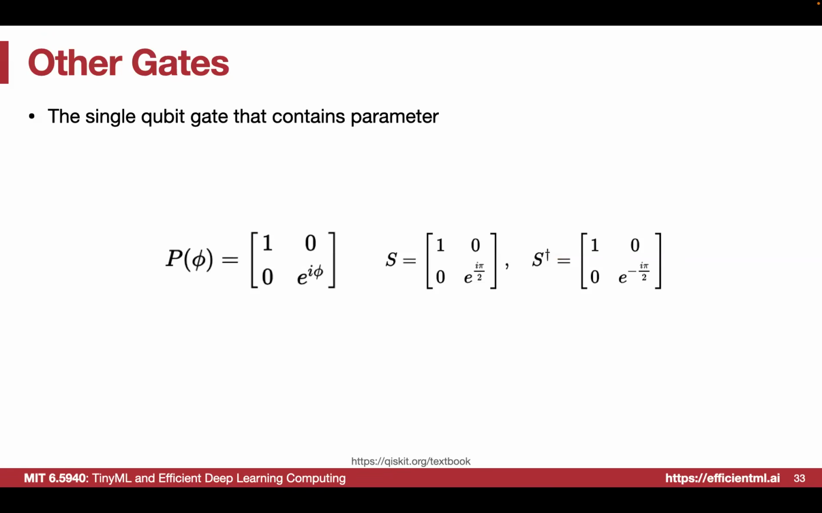There are some other gates, as I said, that we may use as trainable parameters if we want to do some further tasks, like some quantum machine learning task or some quantum chemistry task. We are relying on those parameterized gates to give us a large design space to do all the information manipulations. So for example, we have the phase gate, where we have 1, 0 and 0, e to the power of i theta. And also we have the S gate, and the S dagger gate, which is the inverse of the S gate.